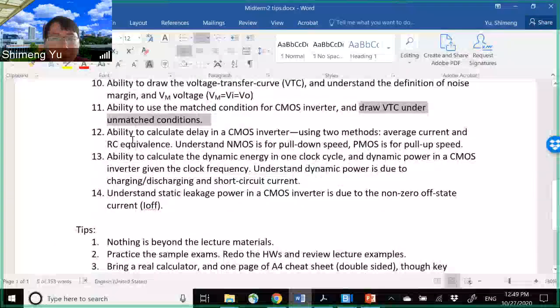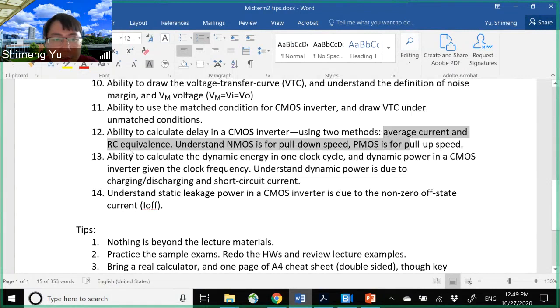All right. And then the ability to calculate the delay in the CMOS inverter using two methods, average current and RC equivalence. So we talked about two methods to calculate the delay. You can have the high to low, low to high, the tPHL, tPLH. And then we will specify which method you need to use in the question. And we said that NMOS is for pull down and PMOS is for pull up. So for tPHL, you need to use NMOS parameters, and for tPLH, you need to use PMOS parameters.